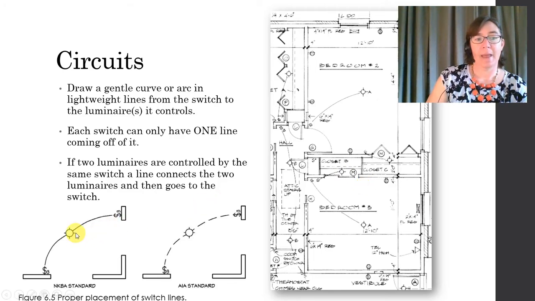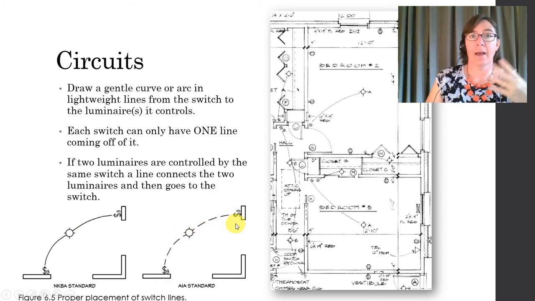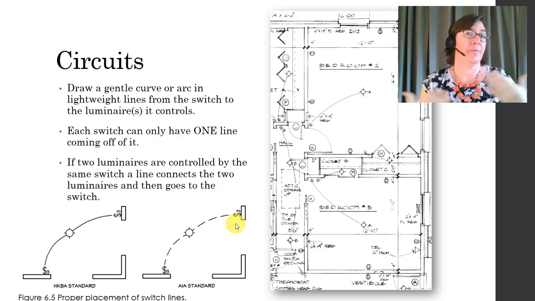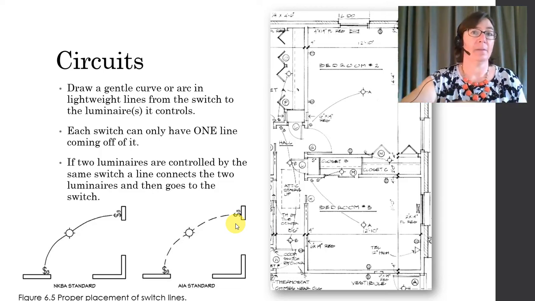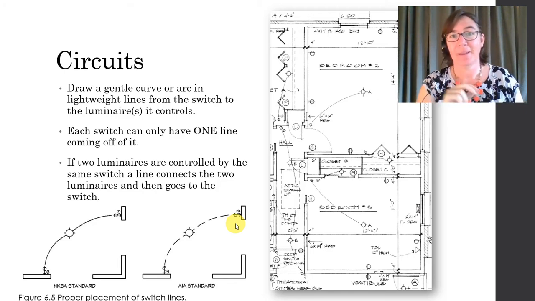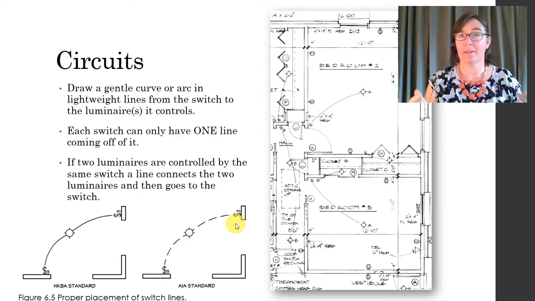Notice that NKBA standard has solid lines. AIA standard specifically has dashed lines. I have seen professionals mix and match these. Most architects I know actually prefer the solid line. And then you'll see later in our NKBA textbook, the example uses a dashed line. Okay, for this class, I would prefer that you use a solid line, please.